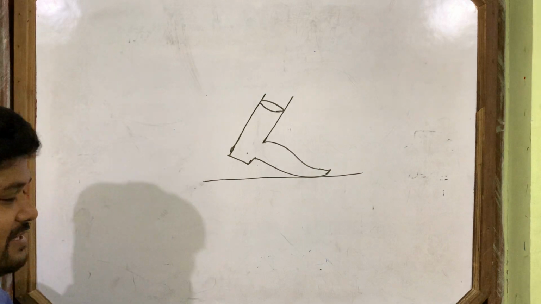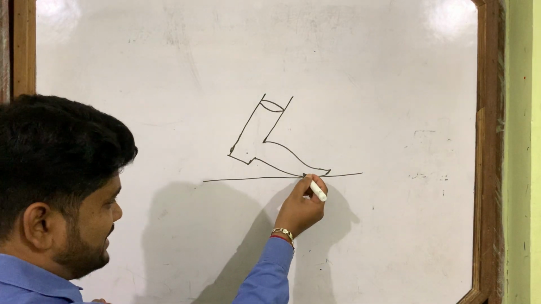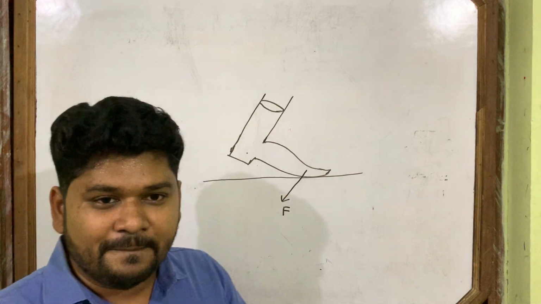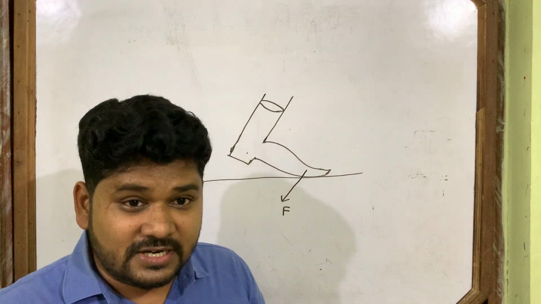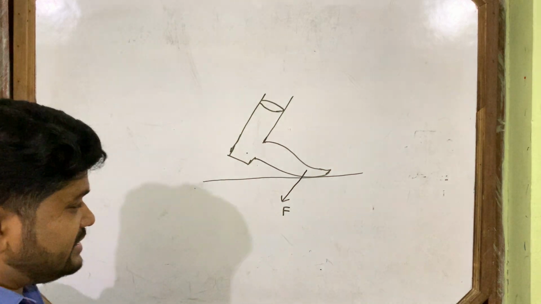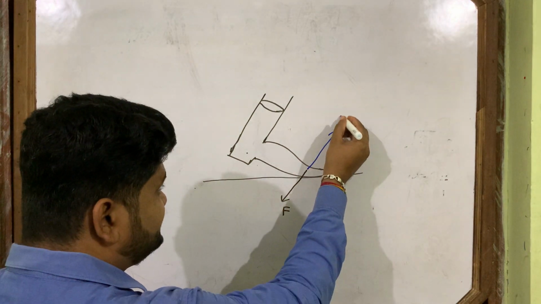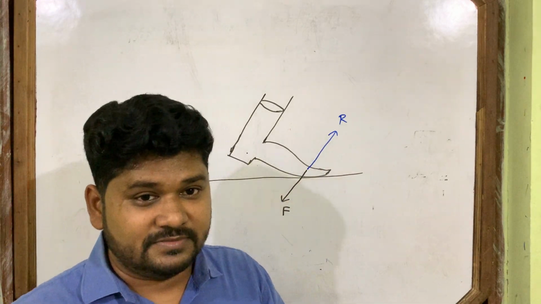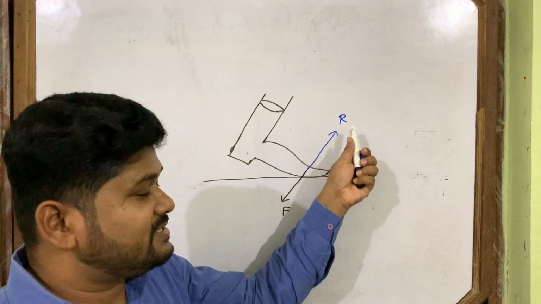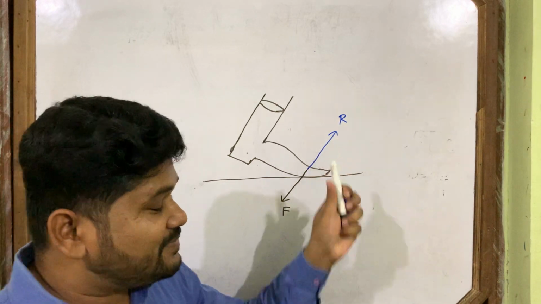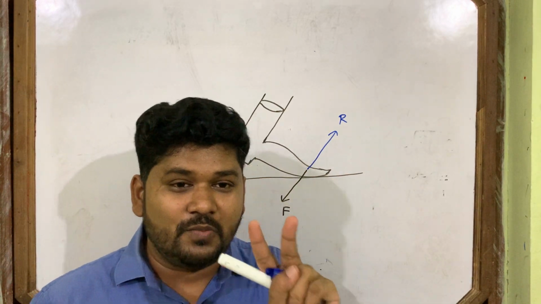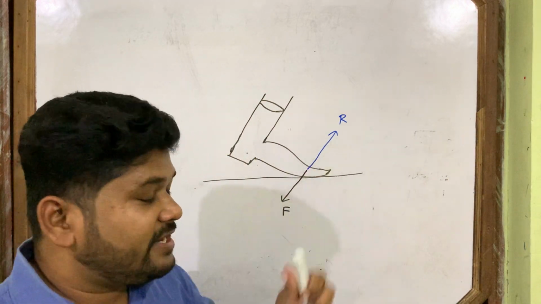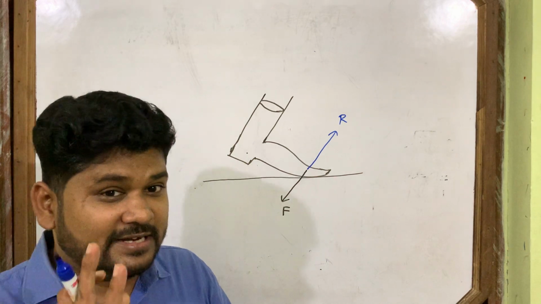When your leg comes to this position, your leg is applying one force here to the ground. According to Newton's third law of motion, the ground gives a reaction force just opposite to this force. Okay, the ground is giving this reaction force. This reaction force I will divide into two components for my requirement. I will divide this R vector into two rectangular components.